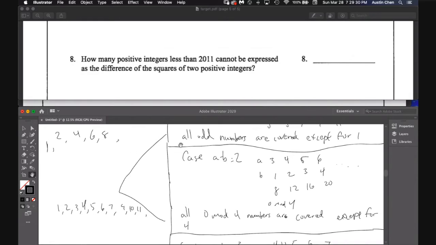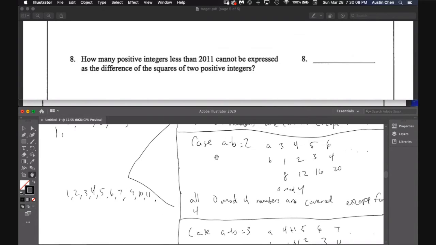Why? Because this set says that if a number is in this set, it will be covered. If the number is in this set, this also says it will be covered. So if a number is in this set, then it's going to be covered, so it can be expressed. So it cannot be expressed. Basically, if a number is in this set, then it will not satisfy the condition that is given in the problem. Likewise, if a number is in this set, it will not satisfy the condition that is given in the problem. So if a number is in either of these, then it's not going to satisfy the condition that is stated in the problem.